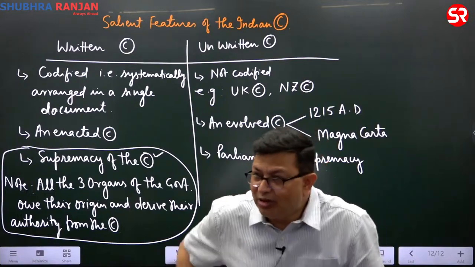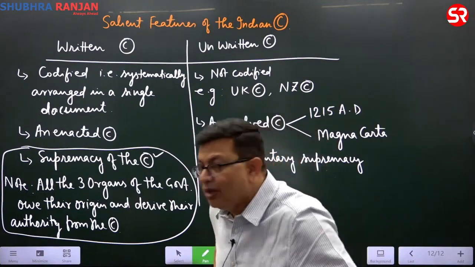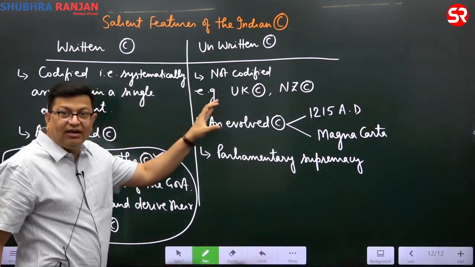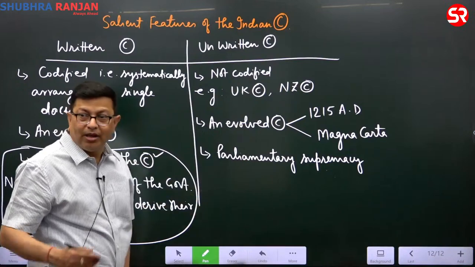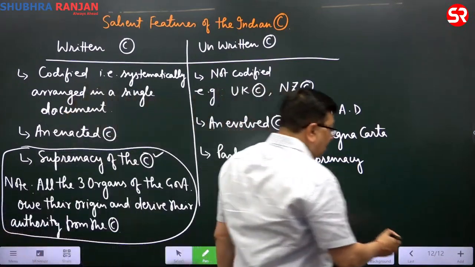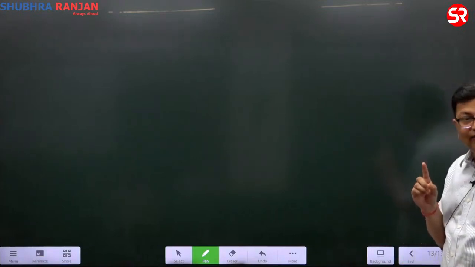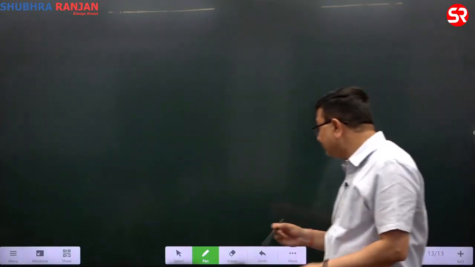So we have a written constitution, and to develop a better understanding, we discussed unwritten constitution also. Now coming to the second or the next salient feature of the Indian Constitution.